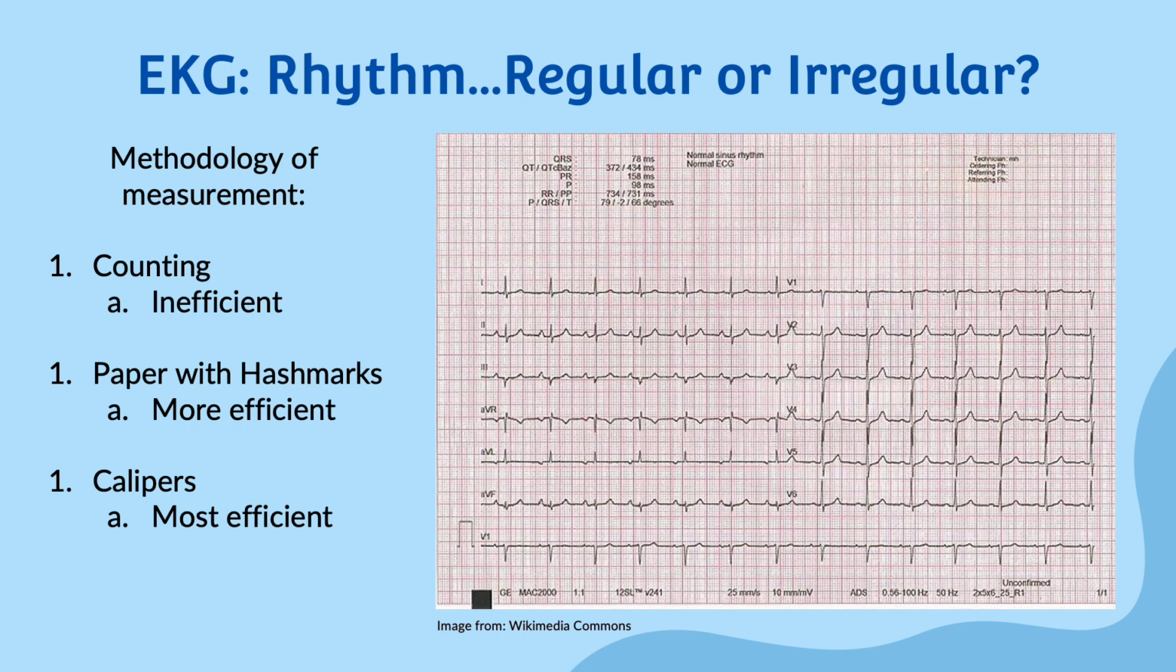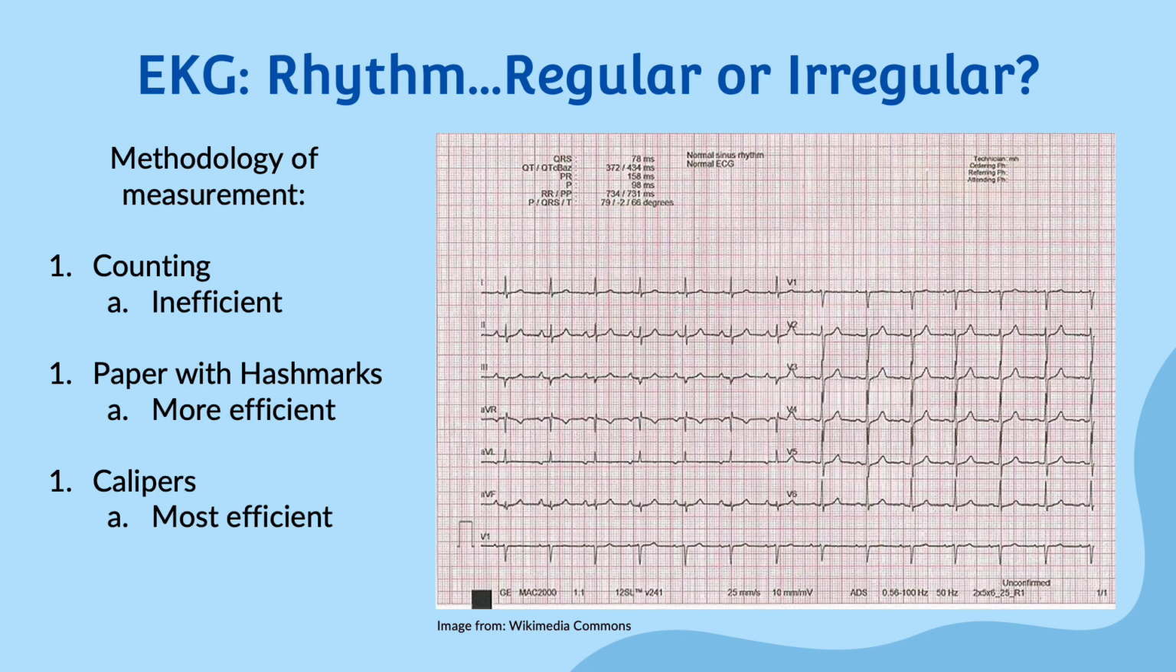Next, let's discuss rhythm. The rhythm of an EKG refers to the regularity of the QRS complexes. A regular rhythm means that the QRS complexes occur at regular time intervals, while an irregular rhythm means that the QRS complexes do not occur at regular time intervals. A normal rhythm for adults is called a regular rhythm. However, an irregular rhythm can indicate an arrhythmia, which is an abnormal heart rhythm. Some examples of arrhythmias include atrial fibrillation and ventricular tachycardia.